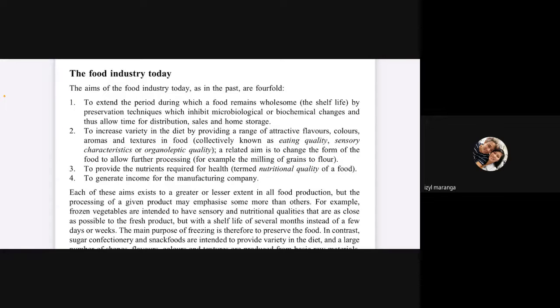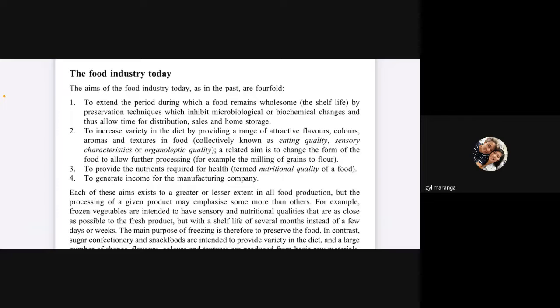And in fact, we are already eating those kinds of food. Kanang mga chips nato, no? Nga mag-last long. And there are a lot of choices in the food industry how to do that. Natay use of chemicals, natay mga natural techniques, and so on. And second is to increase the variety in the diet by providing a range of attractive flavors, colors, aromas, and textures in food, collectively known as eating quality, sensory characteristic, or organoleptic quality.